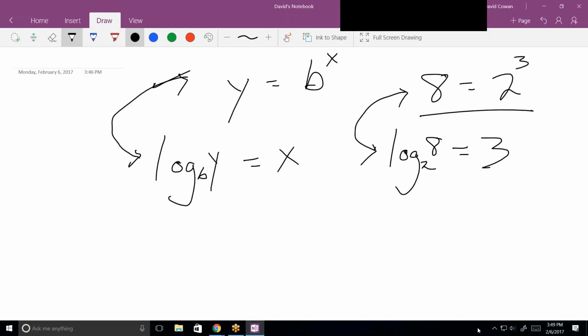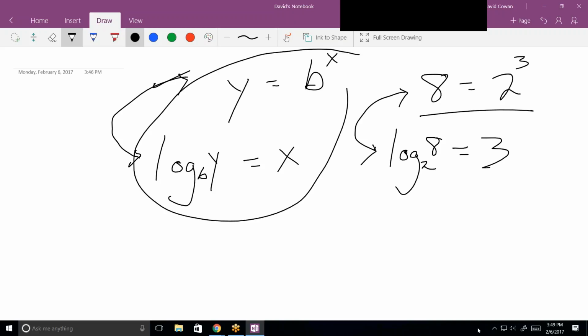Okay. So you want to always be able, the secret of logs is being able to switch back and forth between those two things right there. Okay? Let me give you one. Log base 3 of 9 equals 2 means what if you were to express this exponentially?